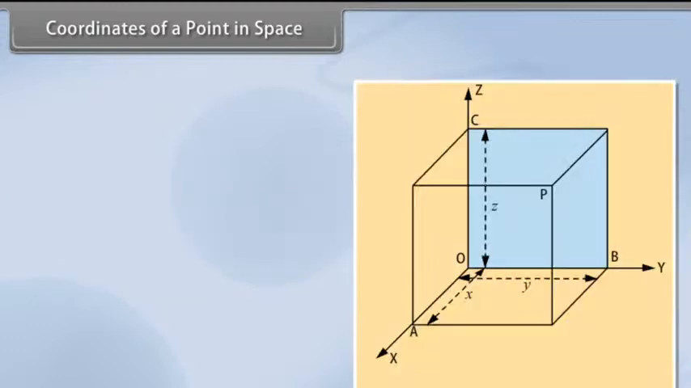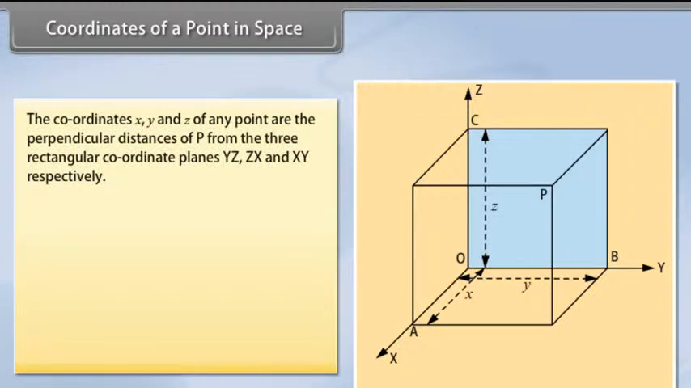Again, if we complete a rectangular parallelepiped through P with its three edges OA, OB and OC meeting each other at O and OP as its main diagonal, then the lengths OA, OB, OC, that is X, Y, Z are called the coordinates of the point P. The coordinates X, Y and Z of any point are the perpendicular distances of P from the three rectangular coordinate planes YZ, ZX and XY respectively.